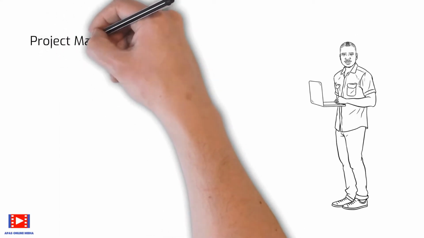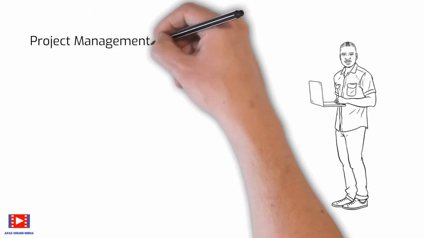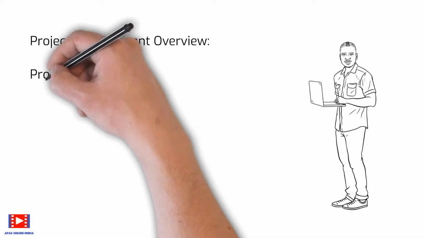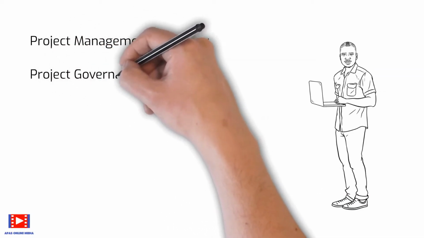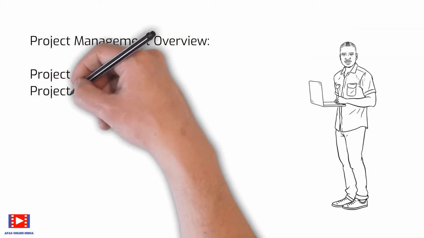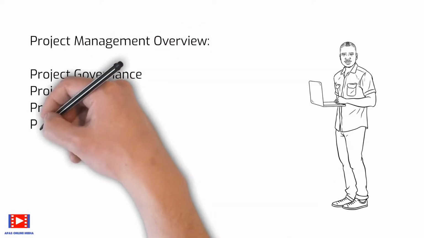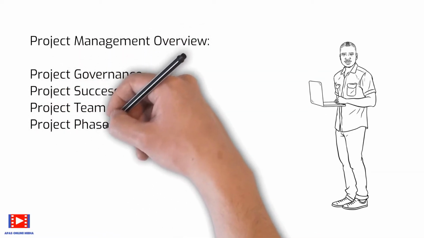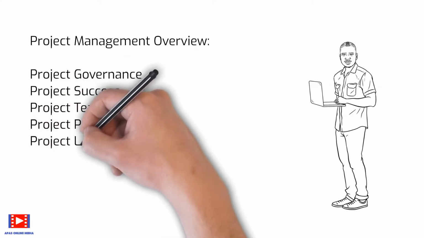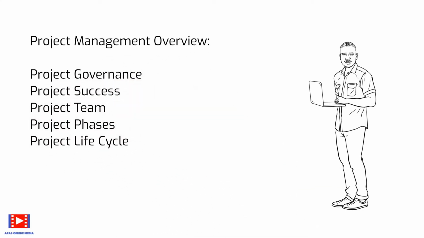Welcome to Part 2 Project Management Overview. In this part, we will be going through few definitions that will encompass an overview for project management. These definitions are project governance, project success, project team, project phases, and project life cycle.